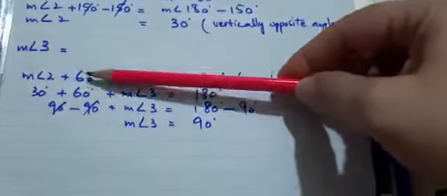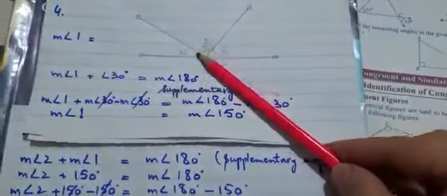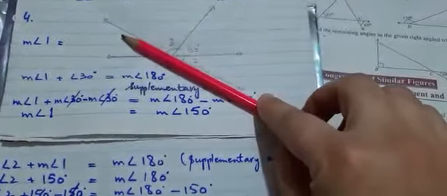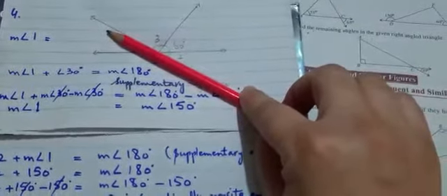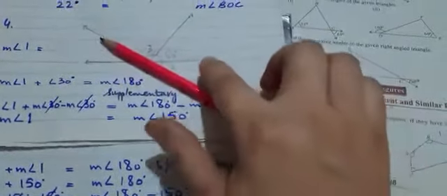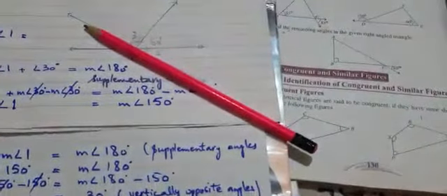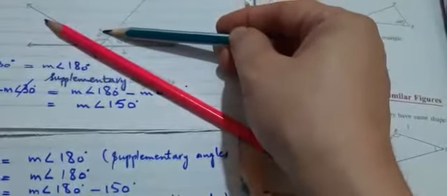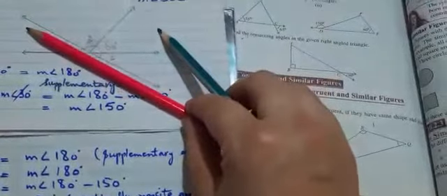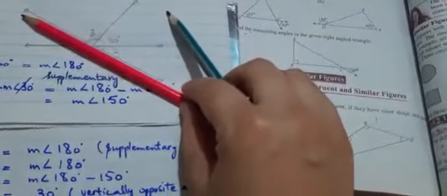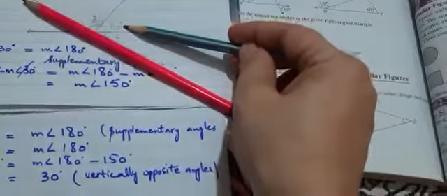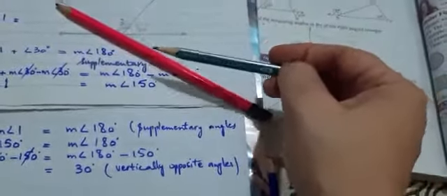For angle 3, this is our main angle, a straight line, which is 180 degrees. On this main line we have angle 2, angle 3, and a 60 degree angle. They are all present on this straight line, which means angle 2 plus angle 3 plus the 60 degree angle together make a supplementary angle.